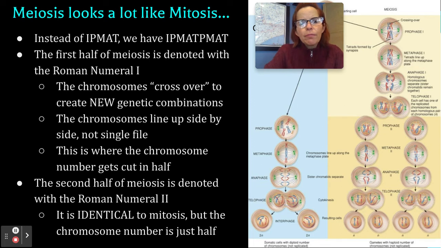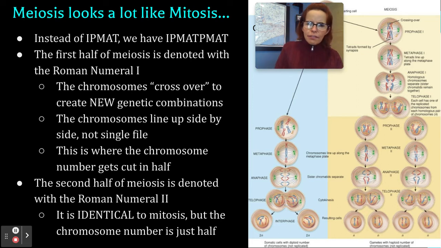So it says the first half of meiosis is denoted with the Roman numeral 1. The chromosomes cross over. That happens in prophase 1, to create new genetic combinations. The chromosomes line up side by side in metaphase 1. They line up single file in mitosis metaphase, but in metaphase 1 of meiosis, they line up with their homologous partners. And then the cell divides, and that's where the chromosome number gets cut in half.